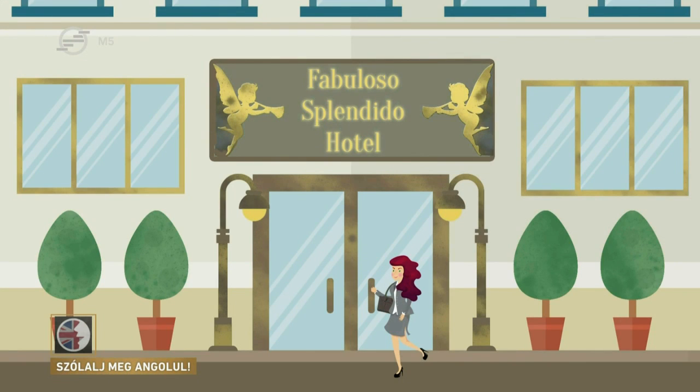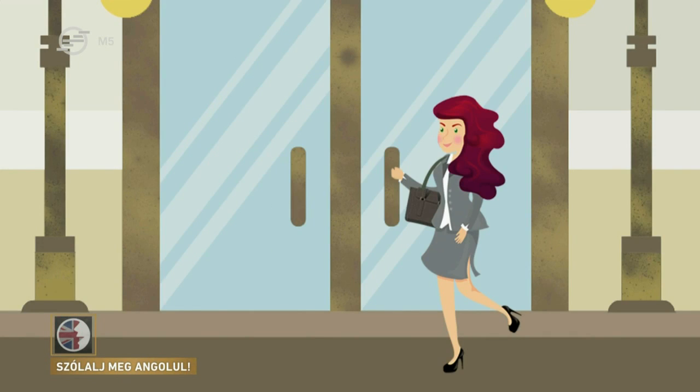Okay, great. Now, we know that Loretta's on her way to a job interview. Let's see where the job interview is. Oh, crikey. Did you all see that? Loretta went into the Fabuloso Splendido Hotel. That's where the interview is. She's applying for a job at the hotel.